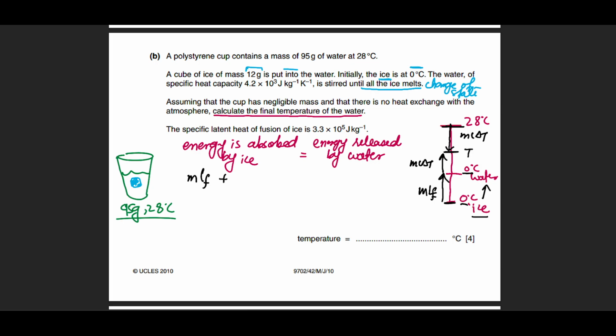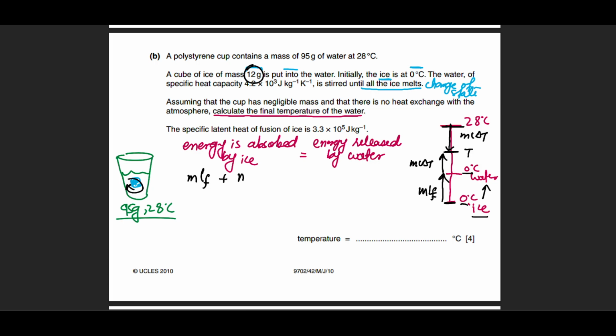Then when all of the ice has become water eventually at 0 degrees centigrade, that 12 grams of ice at 0 degrees centigrade has now become a part of the water while it is being stirred, while it is being mixed. So that ice of 12 grams has now become water at 12 grams, but at 0 degrees centigrade. Now, since that cold water is being mixed with hot water at 28 degrees centigrade, it is still colder than the 28 degrees centigrade water. So it is still going to be absorbing energy.